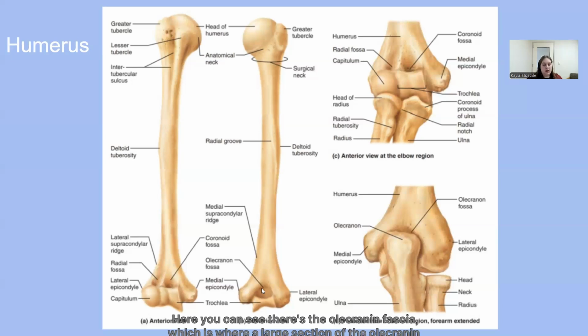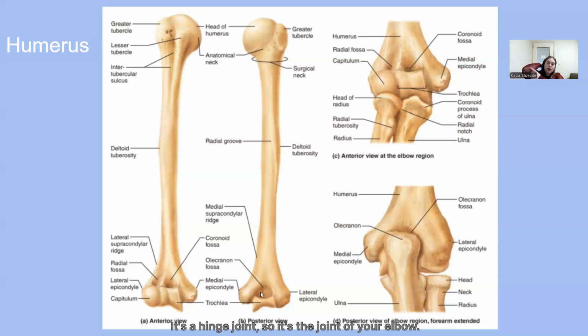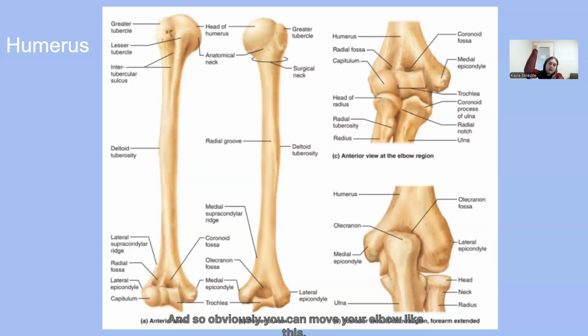Here you can see there's the olecranon fossa, which is where a large section of the olecranon will be able to go into, as it's a hinge joint, so it's the joint of your elbow. And so obviously you can move your elbow like this, and that is because you have the space for the olecranon process to move like this over the trochlea.